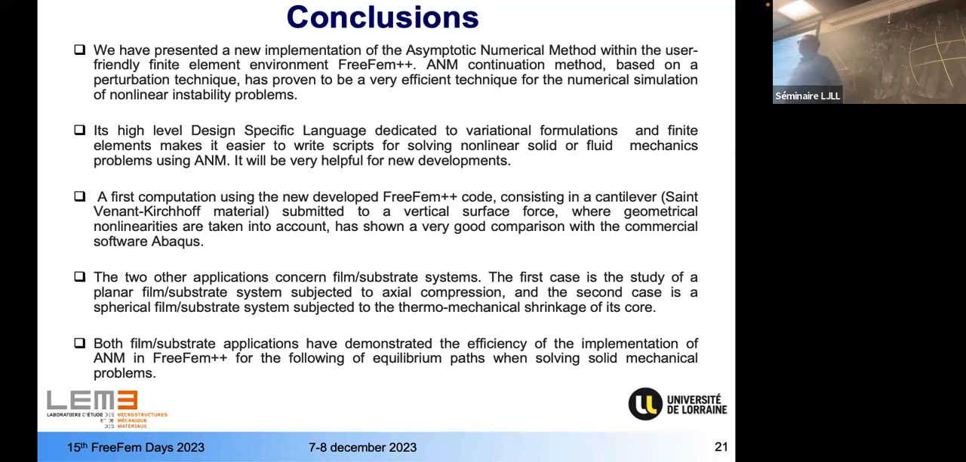So we have presented the cantilever problem for validation purposes, and also the film substrate problem, both under axial compression and thermoelasticity shrinkage. Both film substrate applications have demonstrated the efficiency of the implementation of ANM in FreeFEM plus plus for the following of equilibrium paths when solving solid mechanics problems.